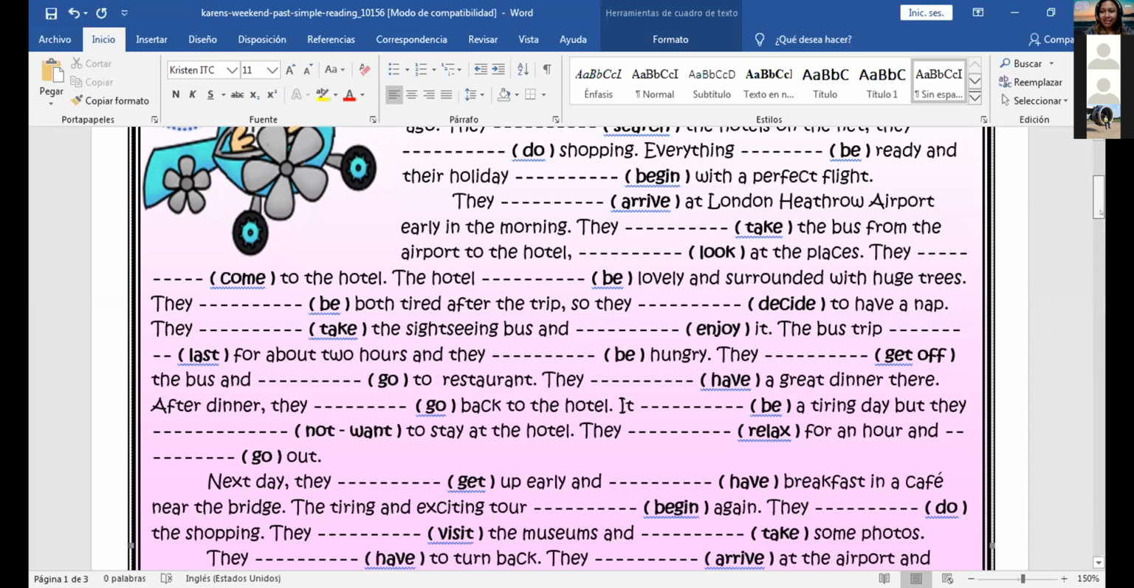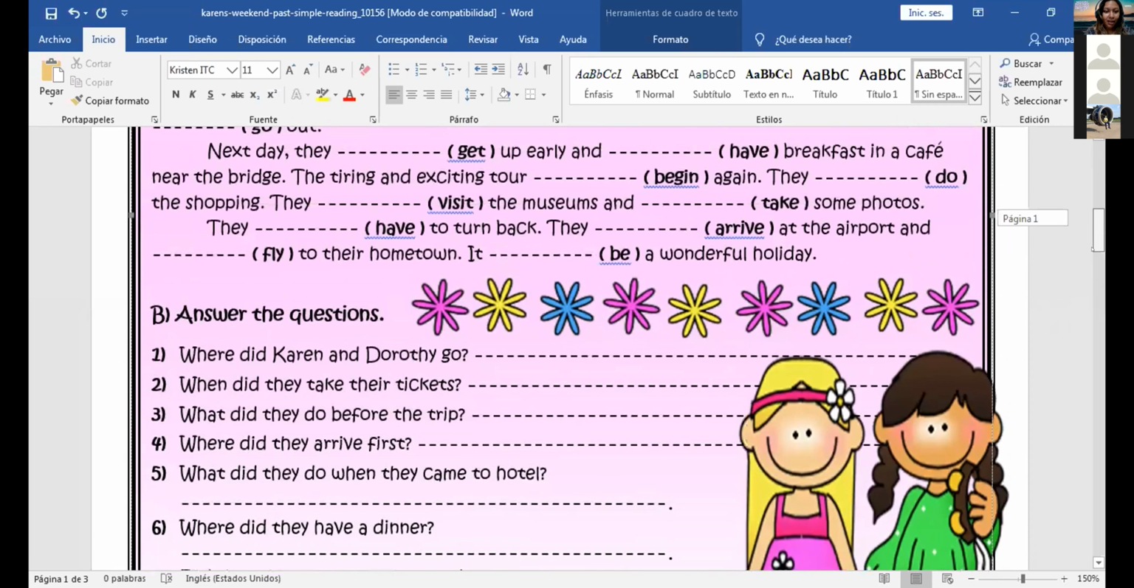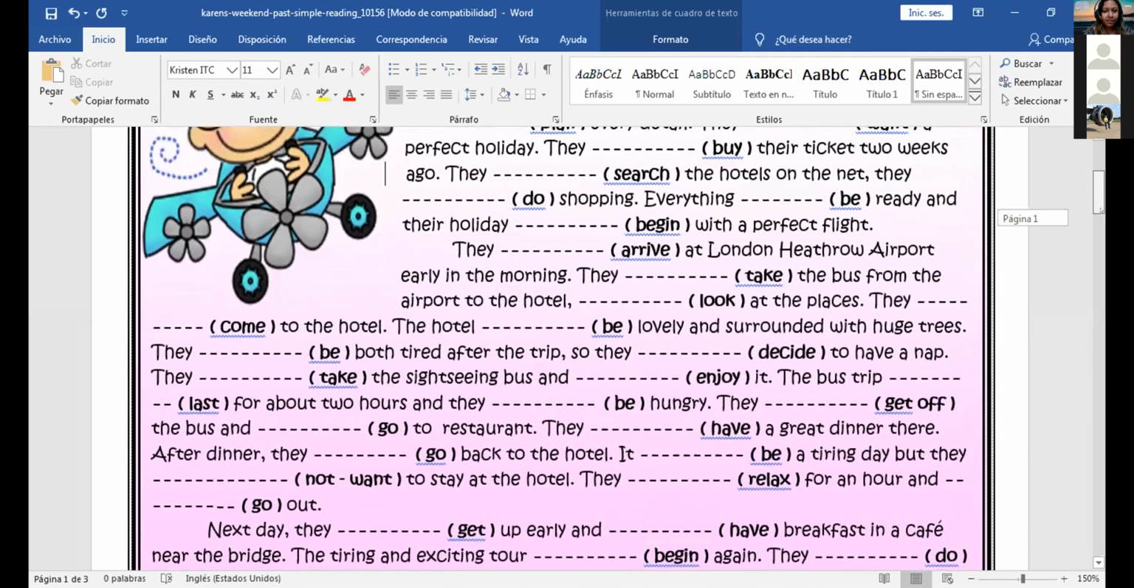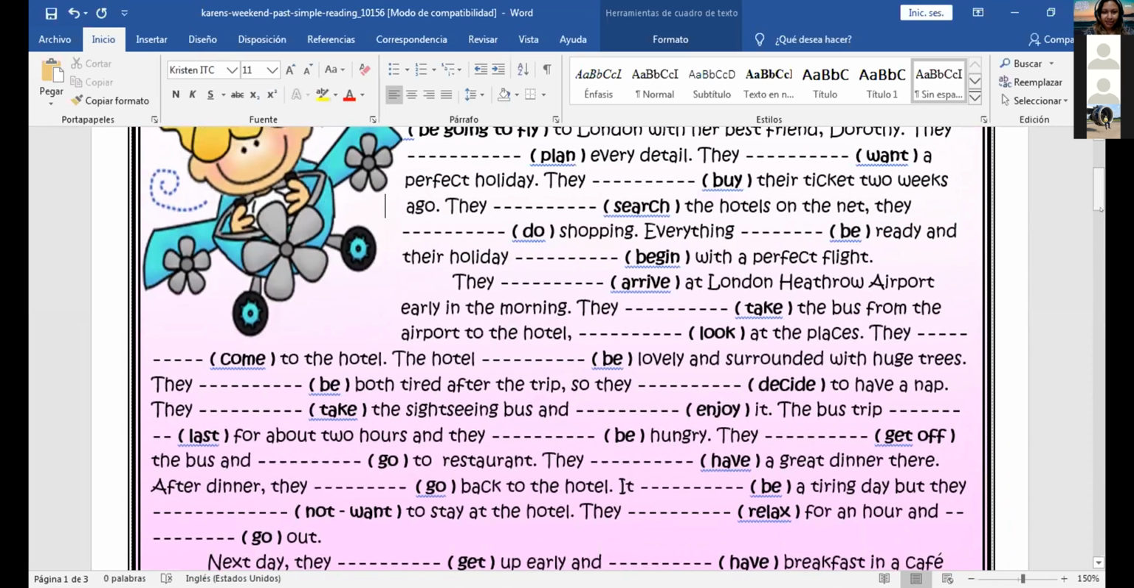Okay, the next one. Where did they arrive first? What was the first place they arrived at? London Heathrow Airport. Okay, the airport, right? All right, that's great. Very good. Okay, enough with this question.